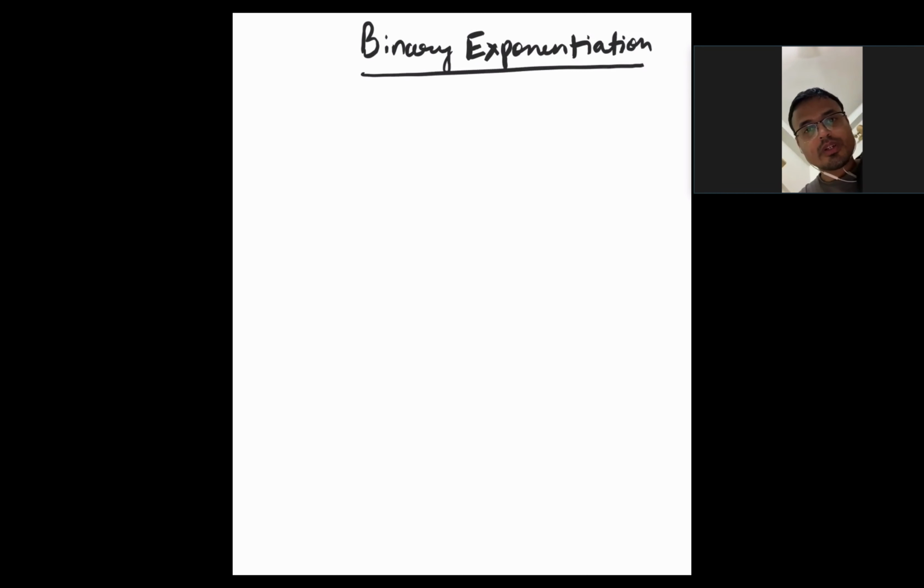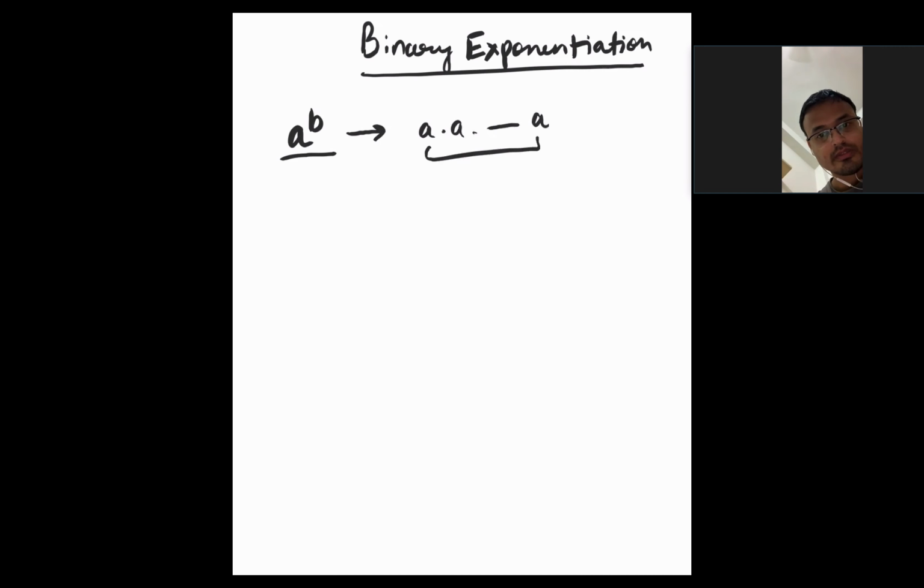So to understand this concept, let's solve one problem: a raised to power b. So how will you compute a raised to power b? a raised to power b is basically multiplying a with itself b times, right? So in a single loop, iterating over b, we can just keep multiplying a by itself and we'll get a raised to power b. The time complexity will be order of n, linear, right?